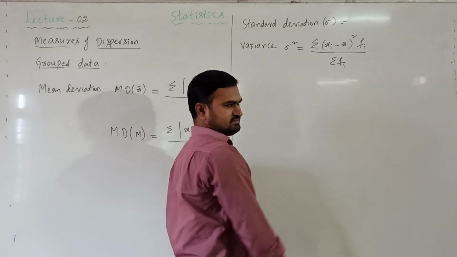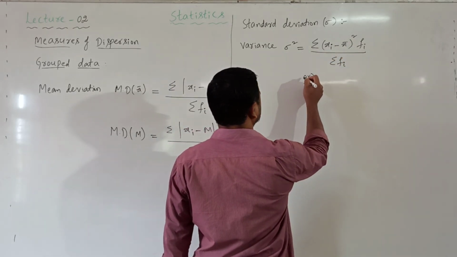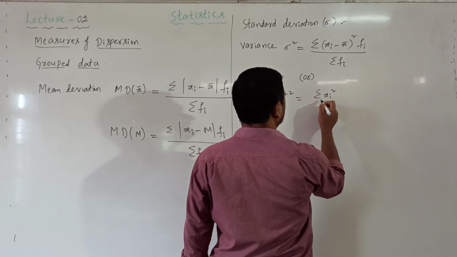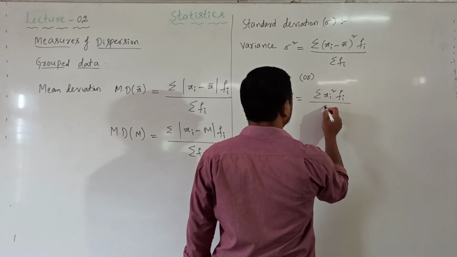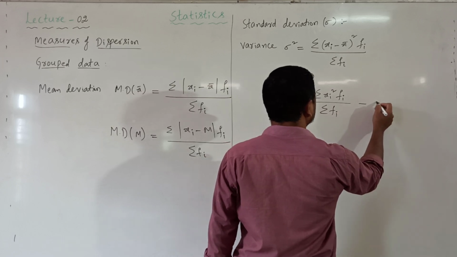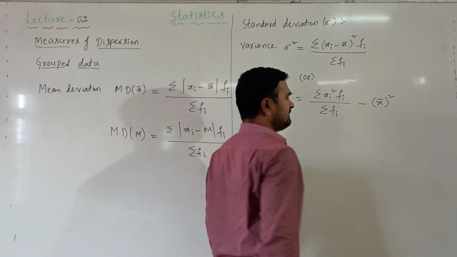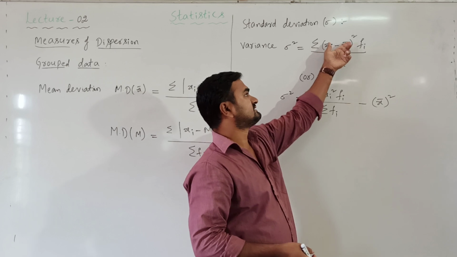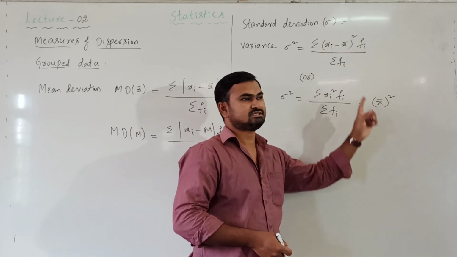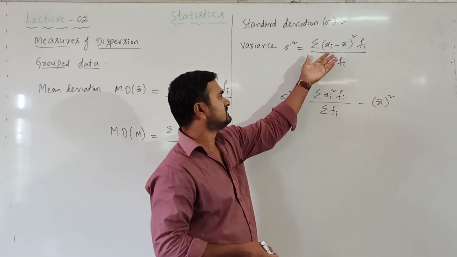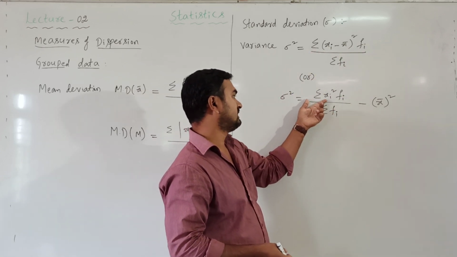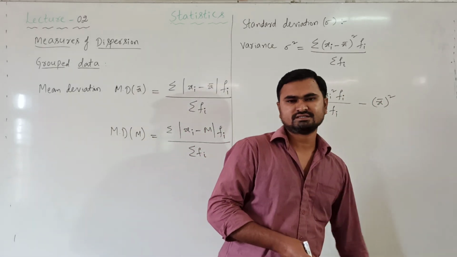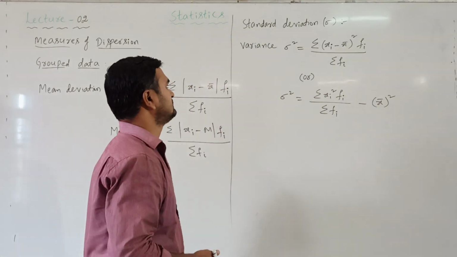Now if I simplify this, it can also be written as sigma xi square into fi divided by sigma fi minus x bar square, that is, mean square. Using the first formula, solving xi minus x bar whole square and multiplying with frequencies sometimes becomes lengthy. In such cases, the simplified form can be used: sigma xi square into fi divided by sigma fi minus x bar square, where x bar is the mean. Okay, so this is the variance.